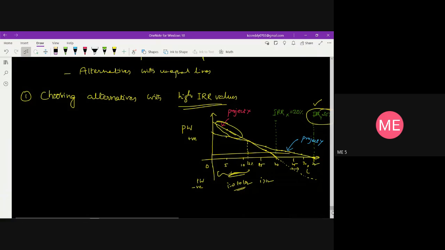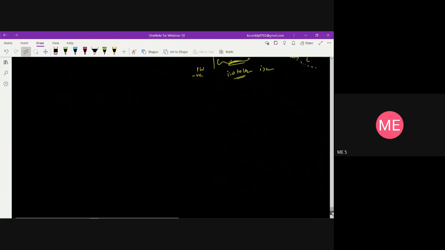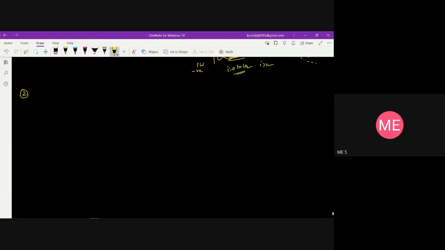Next, we'll go to the second one, which talks about more than one possible rate of return. In this case, we'll take one example here.